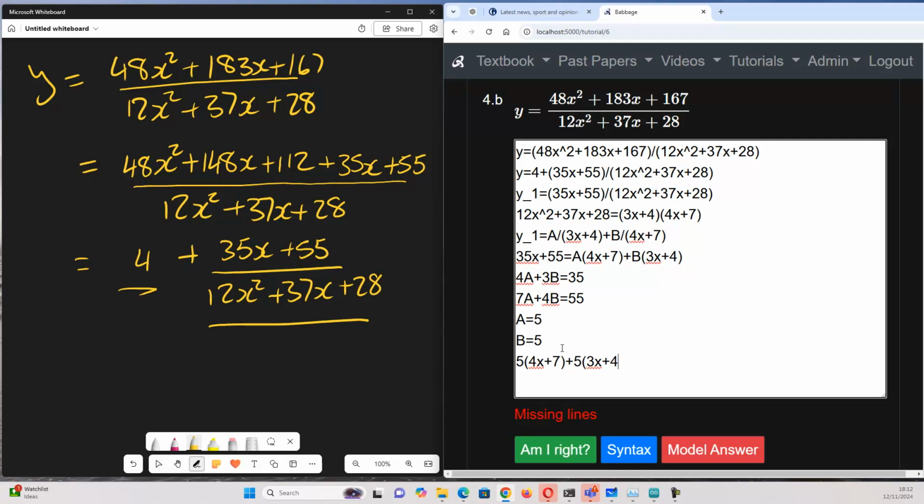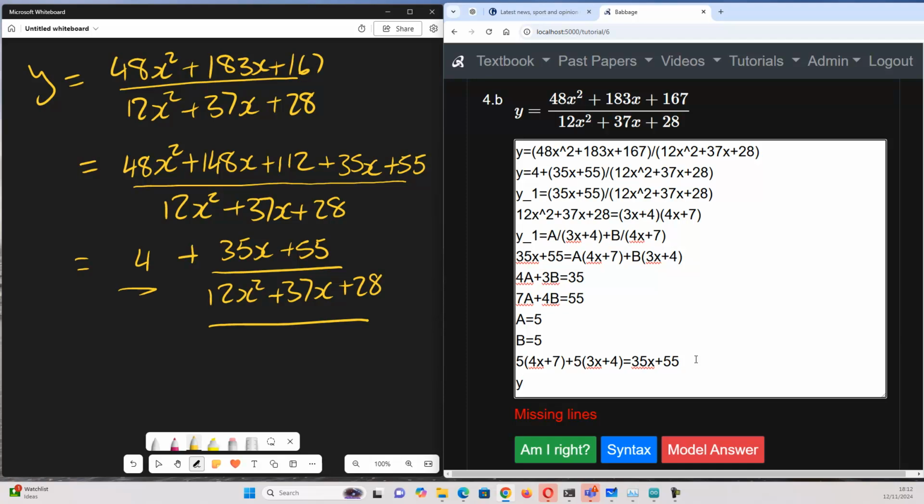And that is equal to, so I've got 5 times 4x, so that's 20x, 5 times 3x, that's 15x, so that's going to give me 35x, and then I've got 5 times 7, which is 35, and 5 times 4, which is 20, 20 and 35 is 55, so that's plus 55. Okay, so I've got 35x plus 55 there, 35x plus 55 there. So my sanity check balances, so I'm happy with that.